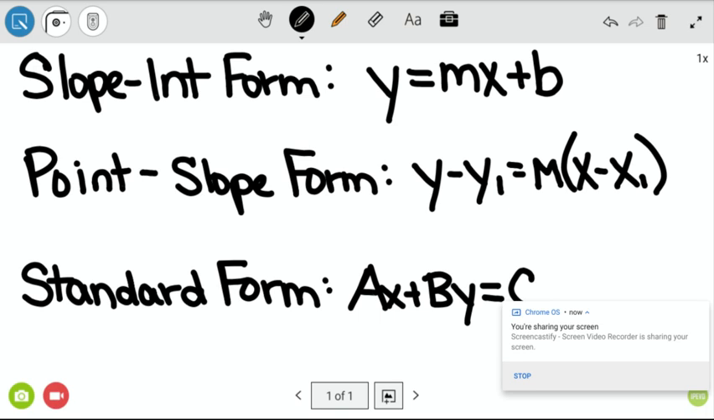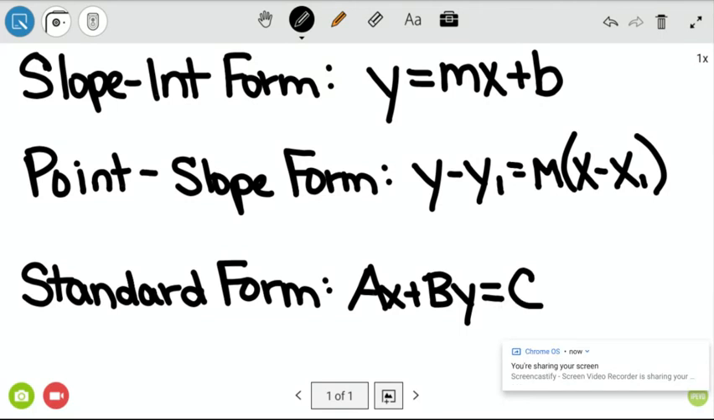All right, good morning. We are going to do some more notes on indicator 5. Today we are actually going to focus on slope-intercept form. So I am providing you with all three forms of equations right now, and I want you to copy these down. If you need to hit pause, hit pause.